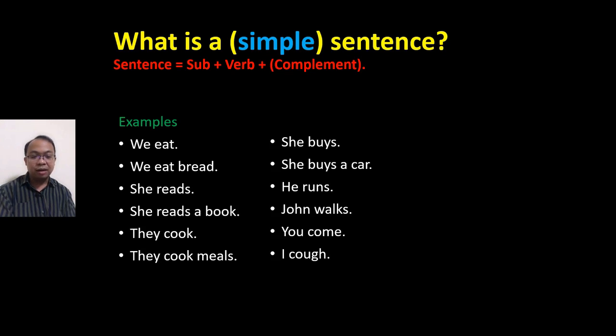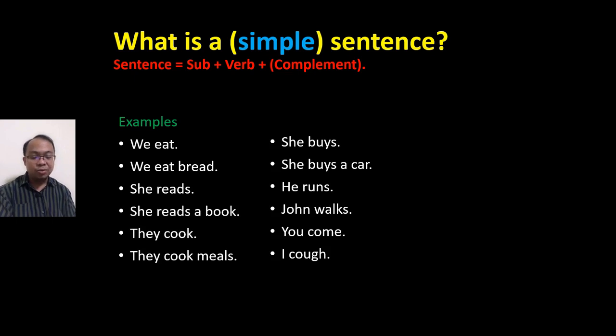For example, like the verb cough. In order to perform the action of cough, you just have to do it. You don't need any objects. You don't need any receiver of the action. Okay? Just cough and then you can cough. It is possible to cough. But is it possible to buy without having anything to buy? No, it is not possible, right? Just like "she buys a car." In order to buy, in order to perform the action of buy, you need to have something to buy. That is a car, right?